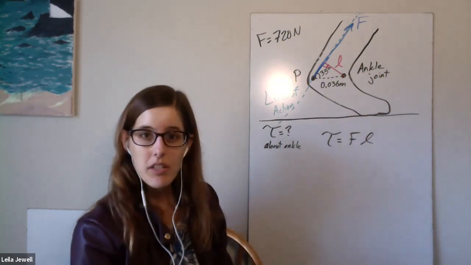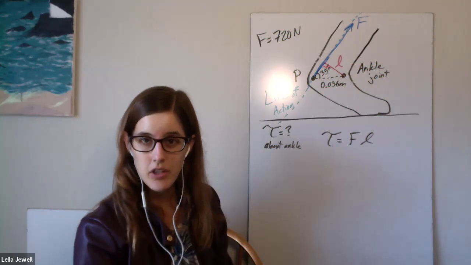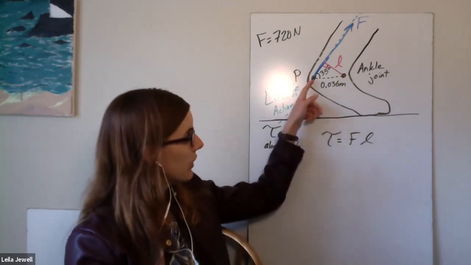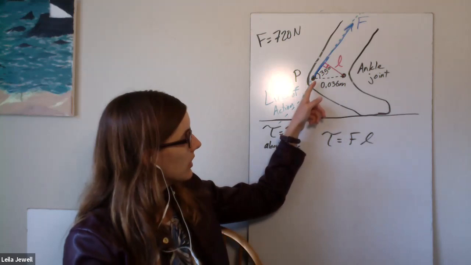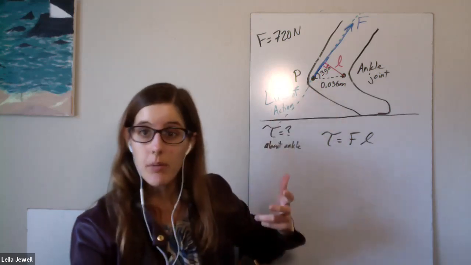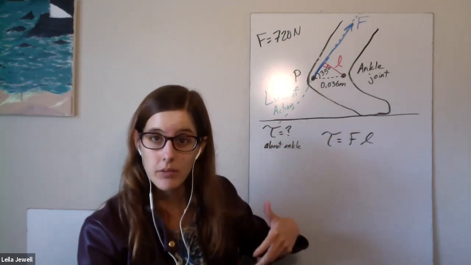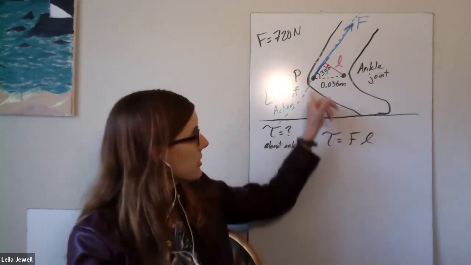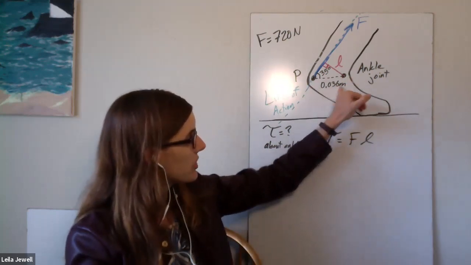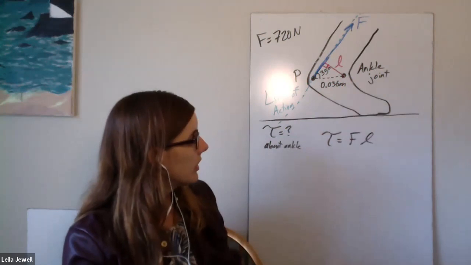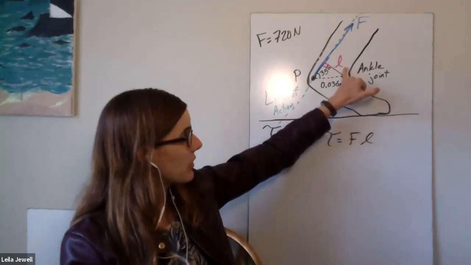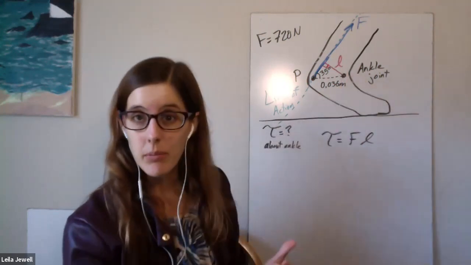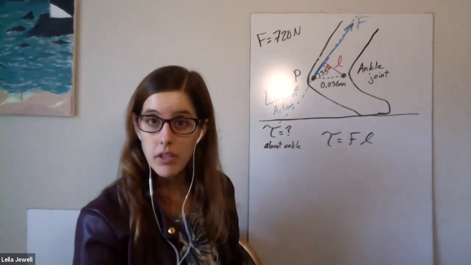So first, we need to identify the sides of the triangle. So if we use this angle of 35 degrees, then what's the hypotenuse? Well, the hypotenuse is going to be the longest side of the triangle. The longest side of the triangle in this case is the bottom of it, this 0.036. The lever arm is now the opposite side. So if I want to find something with the opposite side and the hypotenuse, that's going to be sine.